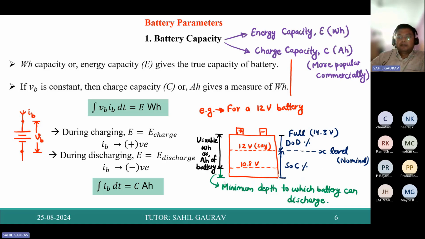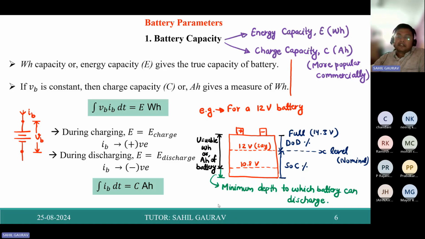And there will be some certain minimum depth to which a battery can discharge. Suppose someone gives you a 100 ampere hour battery, but you cannot discharge it completely. So there will be a certain constant, like you can use only 18 ampere hour capacity of that battery.